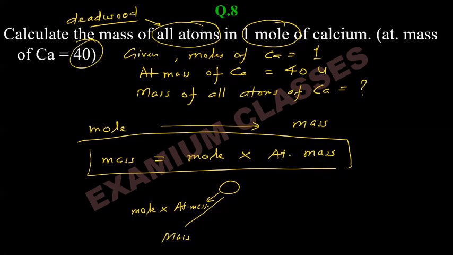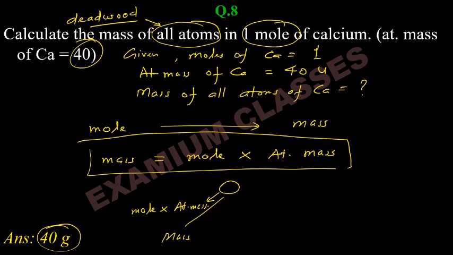So 1 mole of calcium will be equal to how many grams? 1 mole of calcium will be equal to its atomic mass, 40 grams. Sir, in this kind of question, the question was made easy, so we could directly change it to grams. But had it been 1.2 moles, then we would have been calculating the number of particles also, no, sir? After that, we had to multiply it by the given number of moles.